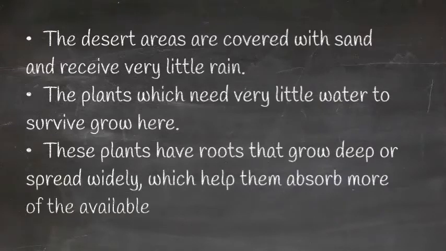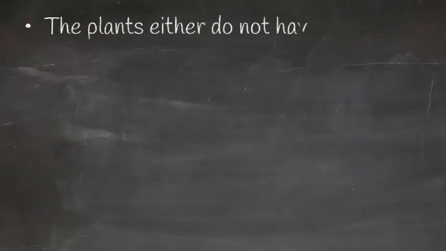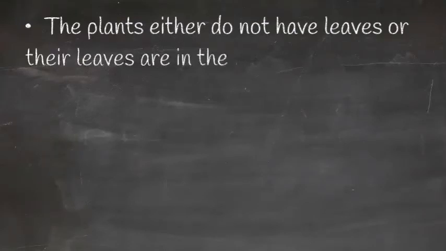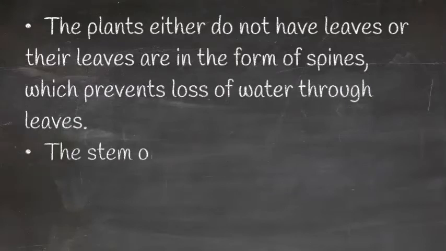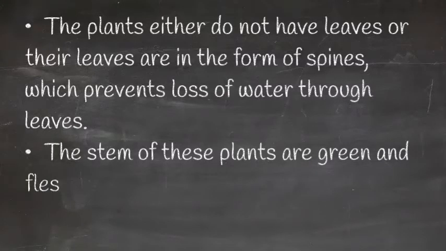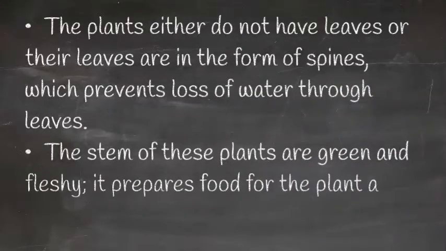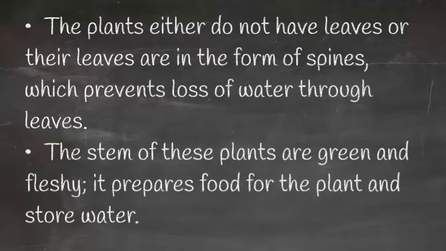These plants have roots that grow deep or spread widely, which help them absorb more of the available water. The plants either do not have leaves or their leaves are in the form of spines, which prevent loss of water through leaves. The stems of these plants are green and fleshy. It prepares food for the plant and stores water.